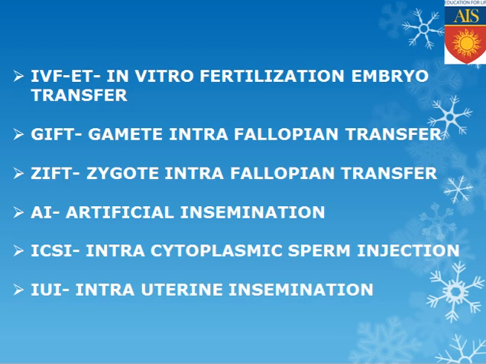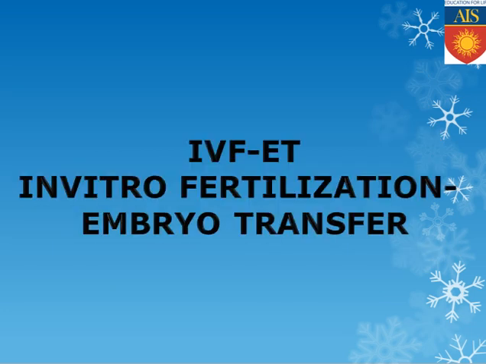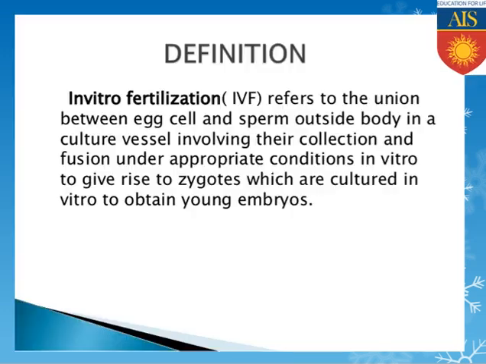So one by one now we will be discussing each and every method. First we have come to the IVF-ET, or in vitro fertilization embryo transfer method. In this method, what is happening? The male sperm and the female ovum will be collected from the respective male and female individuals who are the couple who want a baby.